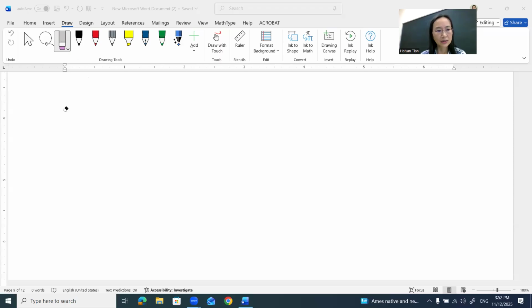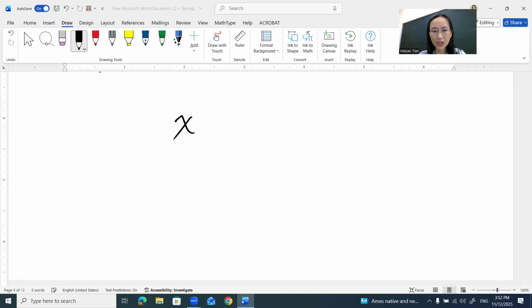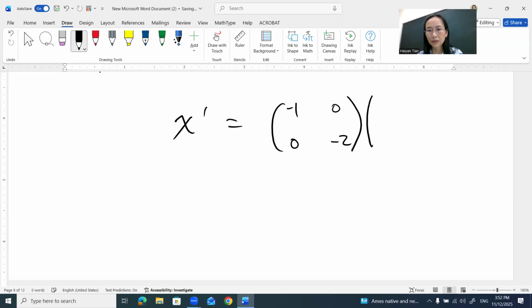So here is a matrix that I write. Let's think of a very simple case. I have A, which is simply a diagonal matrix. So let's write this X.